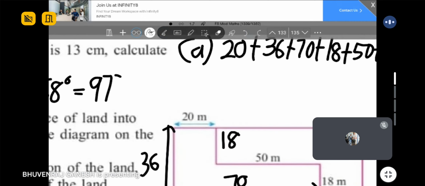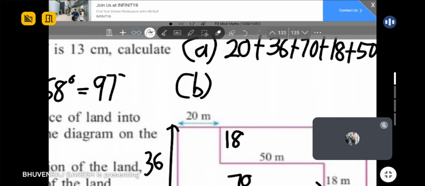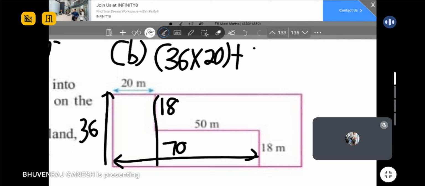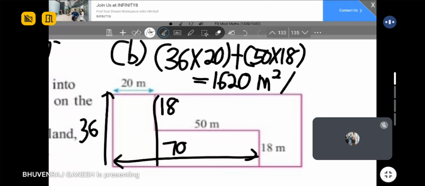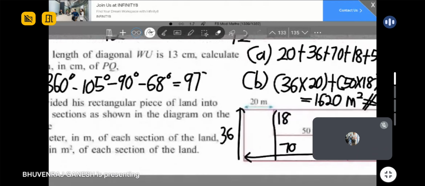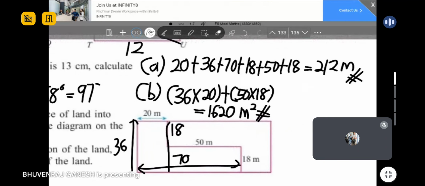So now for the area luas. So how do I get the luas? Just now only I told you all, kita akan bahagikan kepada dua bahagian. So kita potong macam ni. So you can count one by one. So luas, kamu akan ambil 36 times 20 plus 50 times 18. Boleh nampak guys? So the answer is 1620 meter square. Faham? Can you get the concept? So I think with this we finish 5.1 already. Kita dah habis untuk kekongruenan.